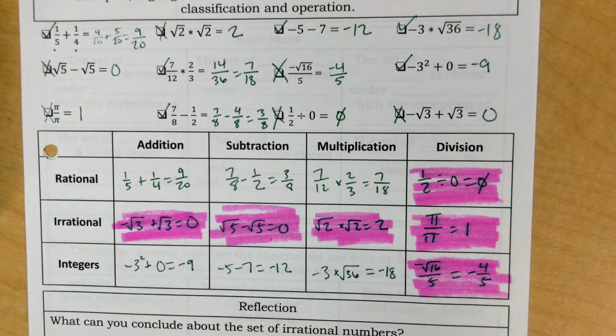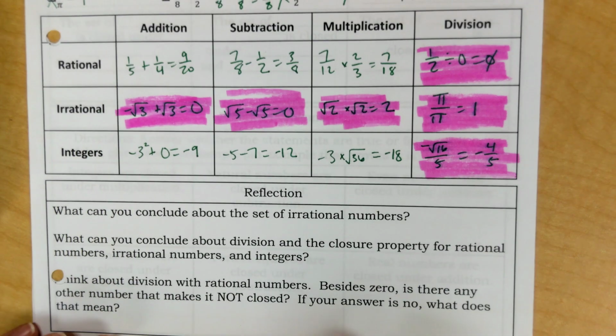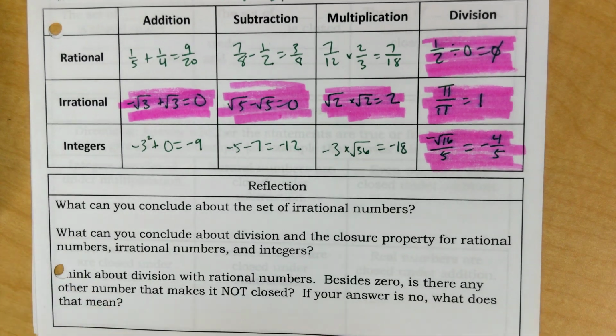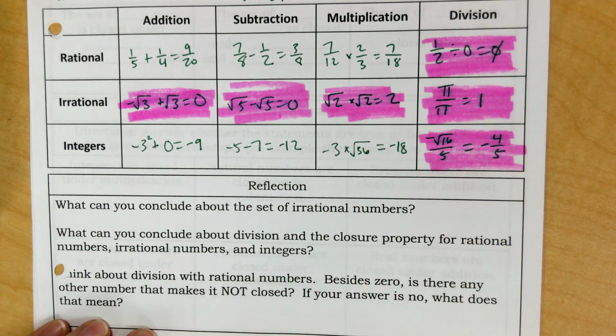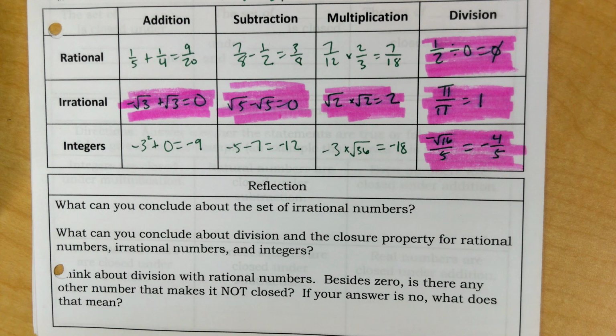You see a pattern forming on some of these. Again, these are just one example. There are many examples, and there may be times that there's an exception to the rule, but this shows you an idea of what that looks like. So then a couple questions. What can you conclude about the set of irrational numbers? Well, our notes tell us that irrational numbers are not closed under any operation, and this shows several examples of that.